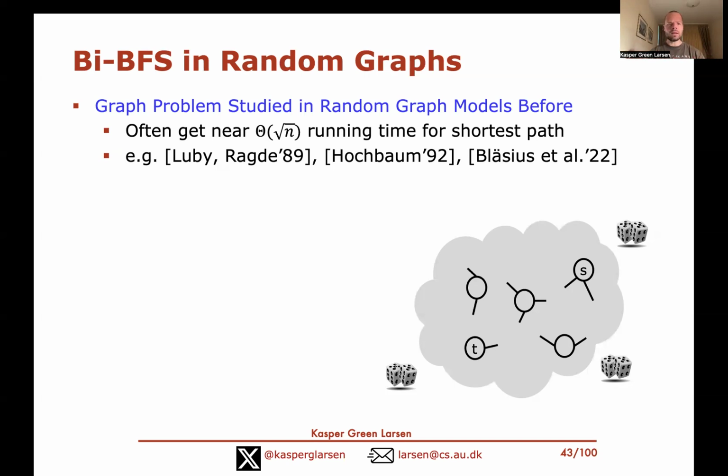Such different types of graph problems have also been studied in random graph models before. You'll often get something close to square root n running time for shortest path and similar problems. So this is perhaps not extremely surprising, but still, it beats vanilla breadth-first search. So there's actually a provable benefit to running bidirectional breadth-first search.